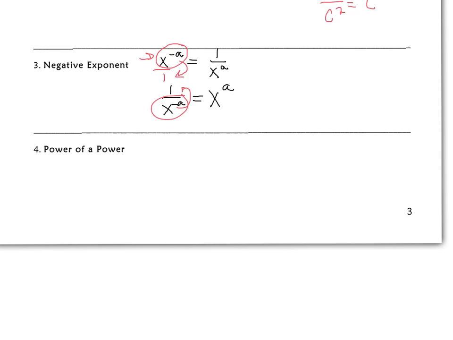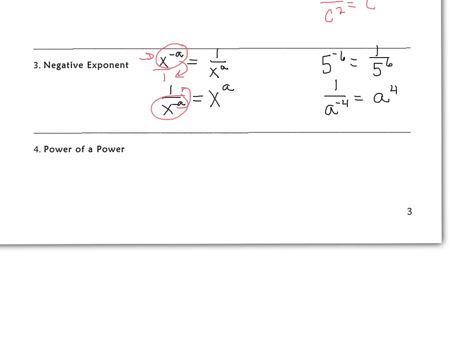Okay, so for example, if my base is 5 to the negative 6, unhappy where it is, it's negative. It's going to move to the bottom and become positive. Now it's happy. With a variable, if I had 1 over a to the negative 4, it would move upstairs and be positive. It'd be happy now.